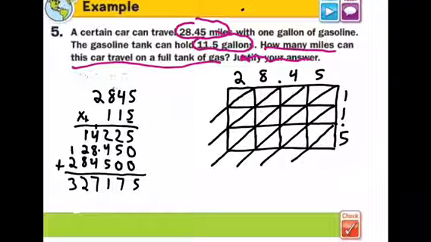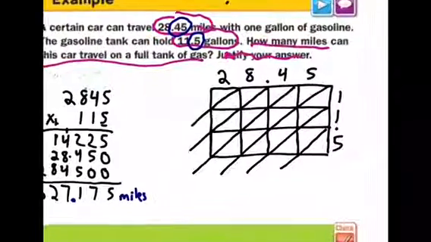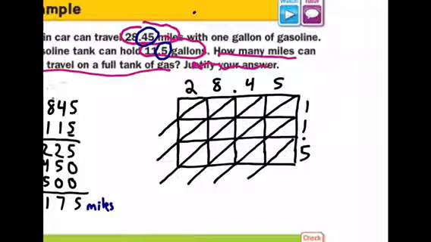They're my digits. Last, I've got to count decimal digits. So I'm going to go up to the problem. Remember, it was 28.45, so I've got 2 there, and 11.5, I've got 1 there. That's a total of 3. So my answer needs to have 3 decimal digits. So as far as my answer, it's going to be 327.175 miles.